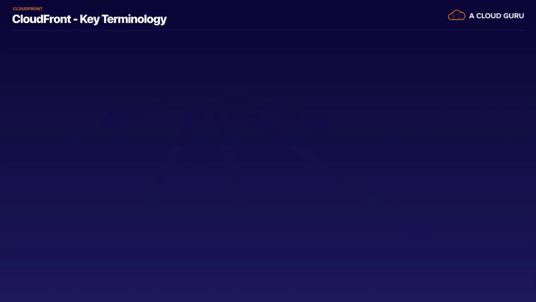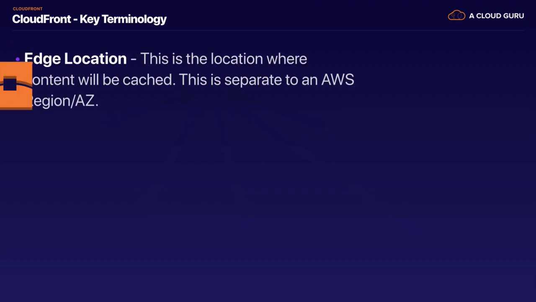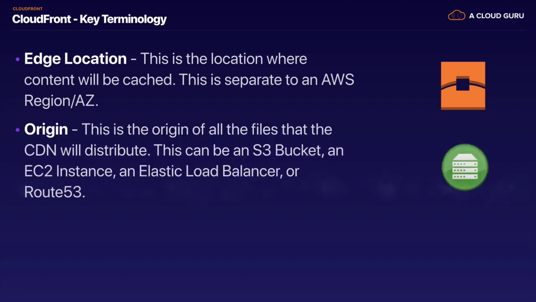Before we explore what CloudFront is and how it works, we need to understand some key terminology. We're going to start with edge location. I'm sure you know what an edge location is by now, but let's just explain it. This is basically a location where content is going to be cached, and this is separate to an AWS region or availability zone.